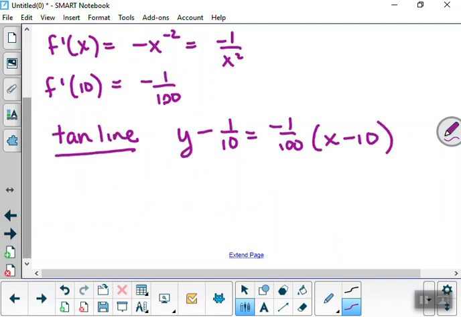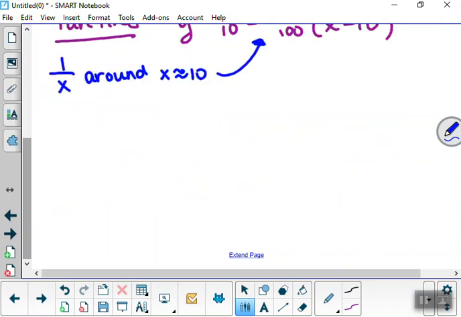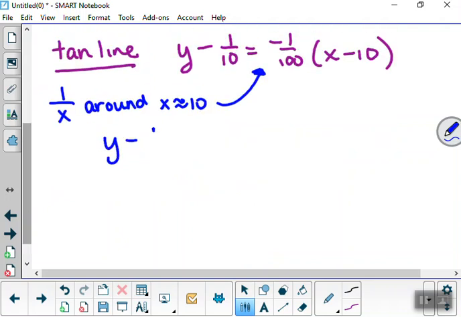What we use this for then is we can say, hey, if I want a 1 over x value around x of 10, this equation can simulate that. This equation can estimate that for us. Okay. So I wanted to approximate what 1 over x would be at 10.2. So I'm going to put 10.2 in for x.